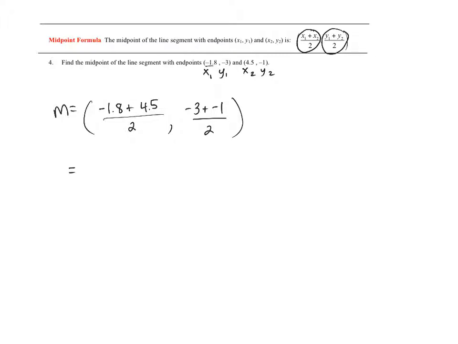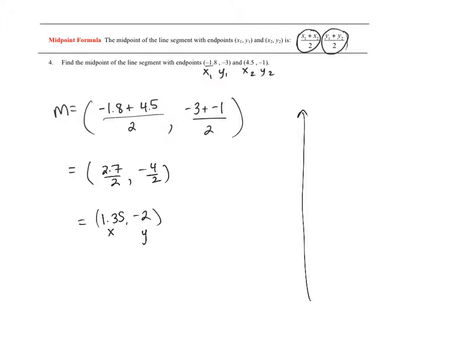Okay, so now negative 1.8 plus 4.5, that is 2.7, and negative 3 plus a negative 1 is negative 4. And then when we divide 2.7 by 2, we would get 1.35, and then negative 2. So our x value is 1.35, and our y value is negative 2.